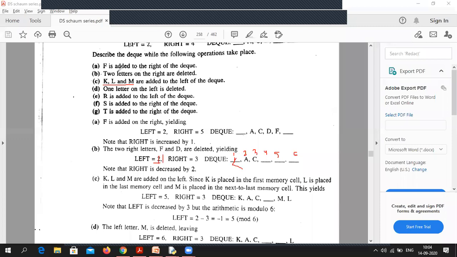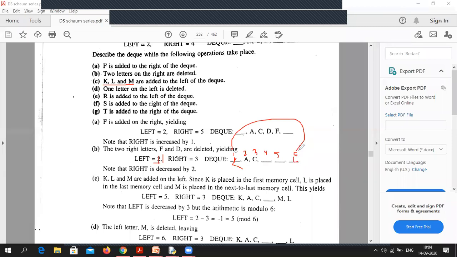Now again I have to add L at the left end. So again this left is decremented by 1. Now here decremented by 1 doesn't mean 0. Here it means that it will become 6 because this is a circular array. So I'm inserting at this end.